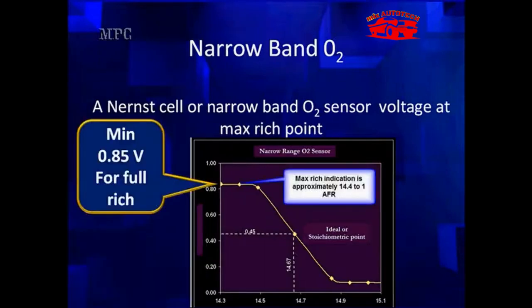Now, we have a minimum voltage level. When the mode 6 looks at this, the PCM is going to drive the mixture rich and look at the rich indication. It's going to take it out to about 14.4 to 1 air-fuel ratio. That's the max rich indication for these narrowband cells. What that means is if we go any richer, the line stays the same. So the voltage at this point is critical. It can be anywhere from 0.85 to 1.2 volts, but the minimum is 0.85. So when you see max rich, what the PCM has done is it has measured the voltage at this point to know where it is because it's a variable.